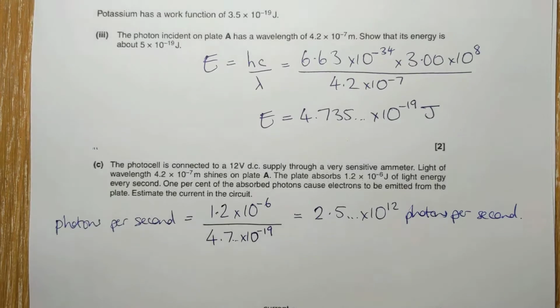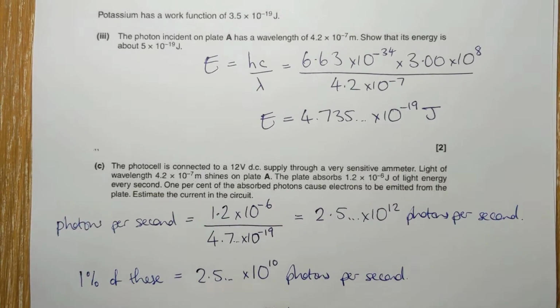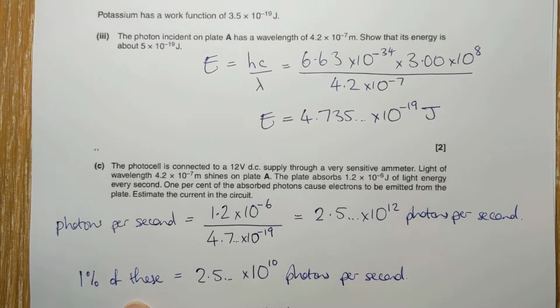So in this kind of question, basically see what you can calculate. If you can calculate something, do calculate it. And then once you're in that new position, you can look again and see what else you can do. So here I knew the energy arriving every second, and I knew the energy of each photon, so I've worked out how many photons per second are hitting the plate. But only 1% of them are going to be absorbed, so that's that many photons per second.